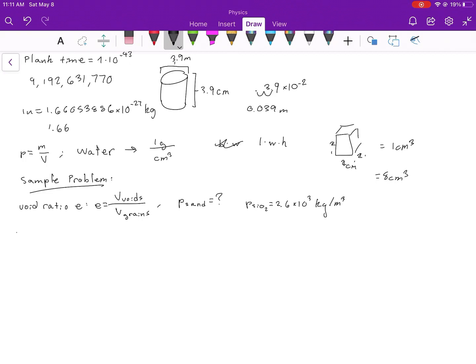So here's the answer. We want to know ρ sand, right? And ρ sand is equal to mass of sand over volume of sand. So if we figure out these two, then we'll know the answer. Alright, so V total is equal to V grains plus V voids. And then V voids is equal to V total minus V grains.